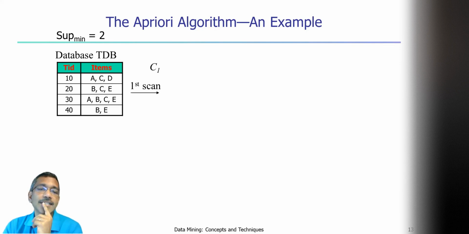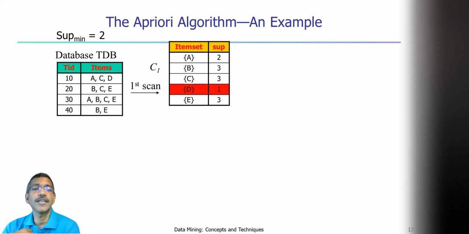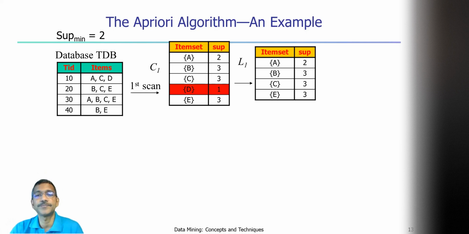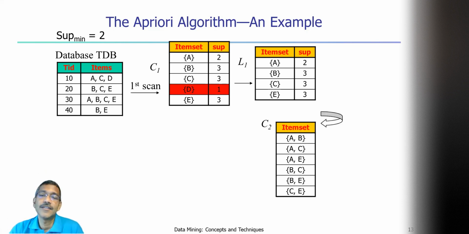So we scan the database once and identify the items that are frequent, that is, items that are there in at least 2 transactions. If you look at that, we see 2, 3, 3, 1, 3, and D is the one that has only 1. If you look at the data set, it's only in the first transaction. So we drop it. We don't think about D again because it's too small based on the minimum support that we have. So we filter that out and we end up with A, B, C, E.